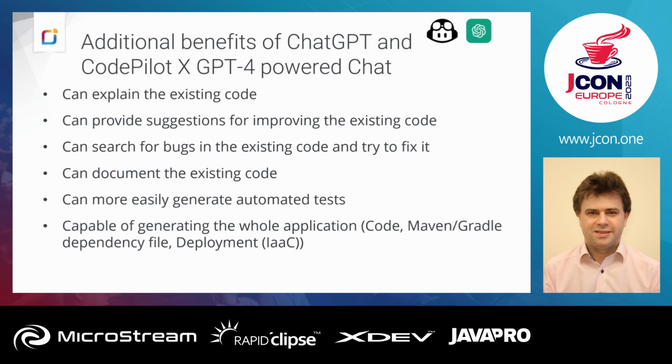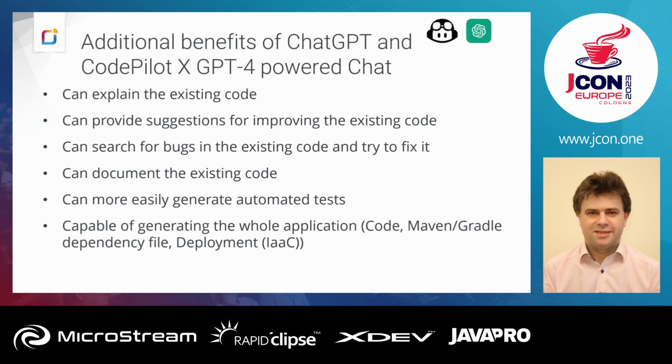What else can ChatGPT, or at least the Copilot X GPT-4 based chat, give you? Sometimes it happens. You join a new company, and you have some old code, and nobody understands it because the person who maintained it quit last day, and now it's your responsibility. You don't have any documentation, and now good luck. So you can ask ChatGPT-4 to explain your existing code, and it tries to explain. It can also provide suggestions to improve it from the readability point of view, but you can also ask about existing bugs, even to correct them.